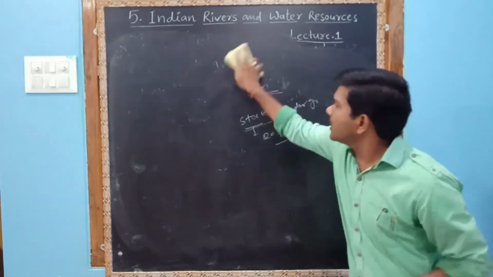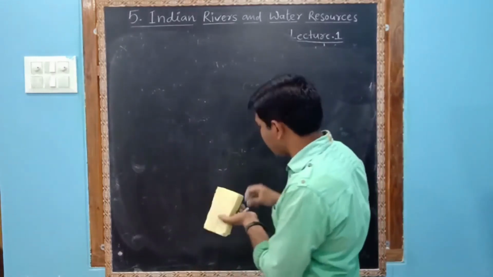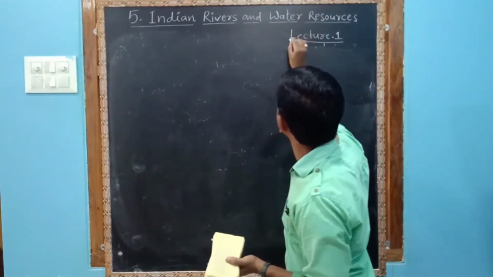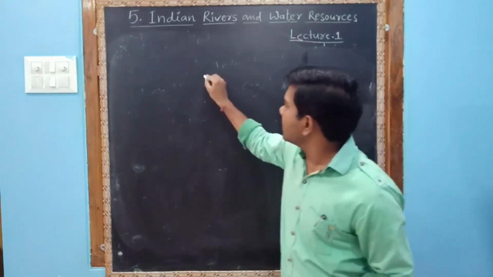Let us see once about Tungabhadra Dam. You might have known about Tungabhadra Dam, which is located across the Tungabhadra River in Karnataka. Yeah, Tungabhadra Dam.